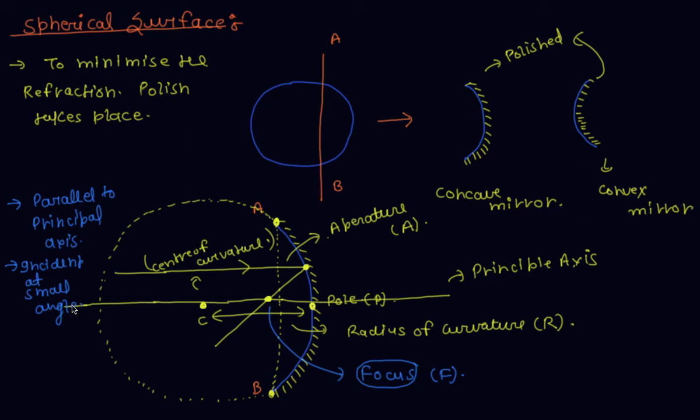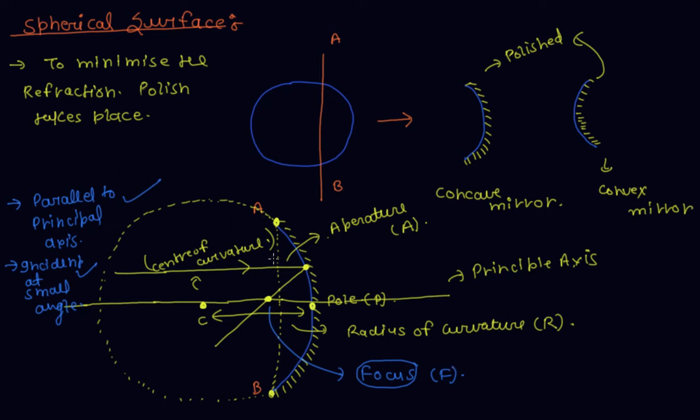If I incident a light ray which is parallel to the principal axis and incident at a small angle, it always goes, after reflection, through a common point. This common point is called the focus of the mirror and is represented by capital F.